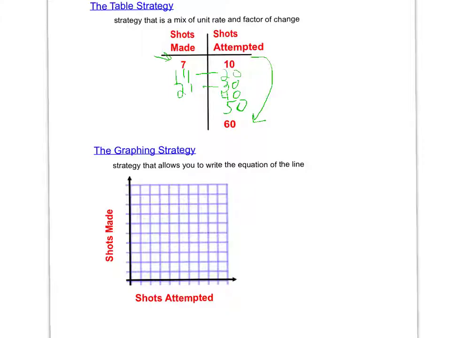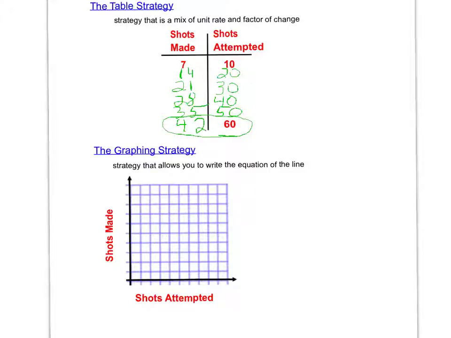And here I have 21, 28. 35 is next, and then I get to 42. So at 60 attempts, the person would make 42. So it is kind of a mixture because in a way, here you're counting by sevens and here you're counting by tens. And the reason I say it's kind of a mix is because our first entry is 7, our second, third, fourth, fifth, sixth. So our sixth entry is basically 7 times 6.